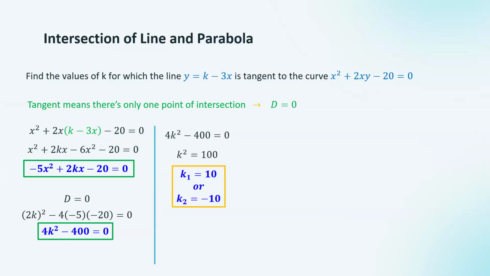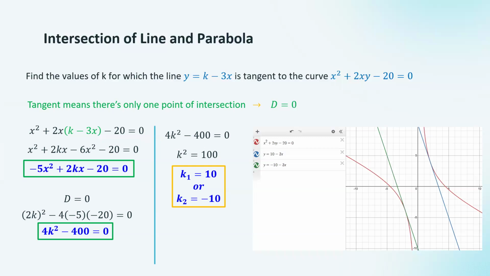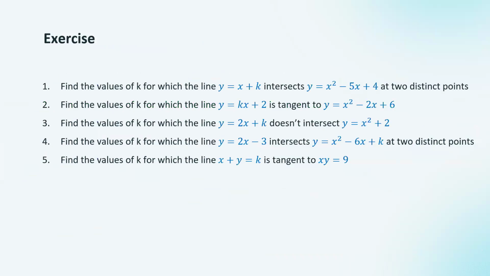Now, if you are wondering what the graph will look like, I plotted them on Desmos, and as you can see, the red line is the curve, and the green and blue lines are the straight lines where k is either 10 or minus 10, and the 2 lines are tangent to the curve. So these are the exercises that I've prepared for you so that you can be more familiar with how to solve a problem regarding a line and parabola intersection.